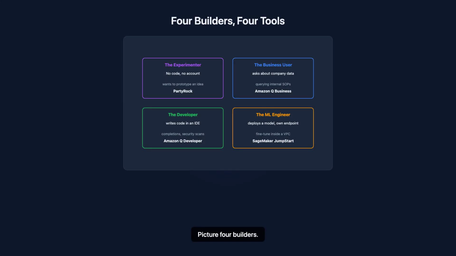Picture 4 builders. First, the experimenter, someone with no code and no Amazon Web Services account who just wants to prototype an idea. That's PartyRock. Second, the business user, a non-technical staff member asking questions about company data, like Beacon Labs staff querying internal standard operating procedures. That's Amazon Q Business.